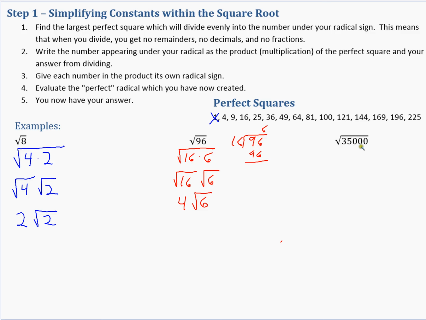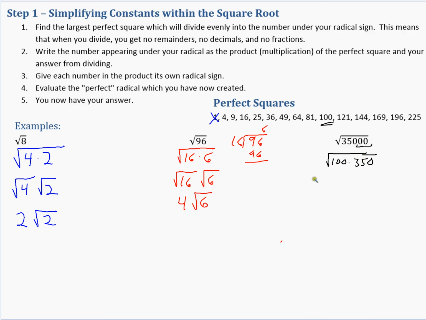So right here, I know for sure that 100 goes into 35,000 because it has two zeros. So I know that 100 goes into it. Maybe some of these other larger numbers go into it, but what I'm going to do is start by simplifying this 100. So I can rewrite 35,000 as 100 times 350.